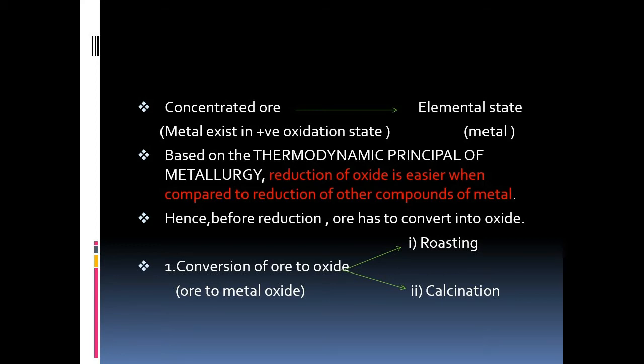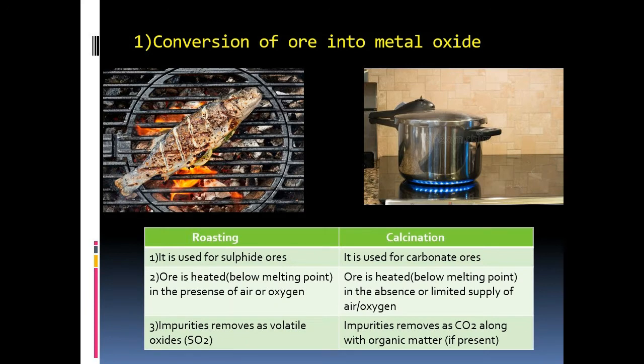So first let us know the difference between roasting and calcination. You are able to see 2 different pictures. One is a fish getting roasted and one more picture with a pressure cooker. Look at picture 1. Here they are roasting the fish. In the bottom they are giving the heat. First we have to give heat, then it is roasting in the open air.